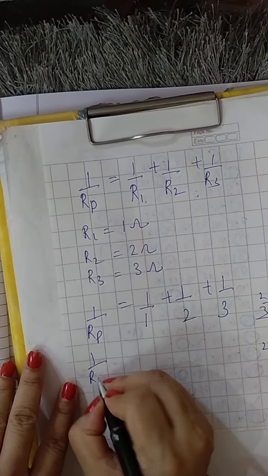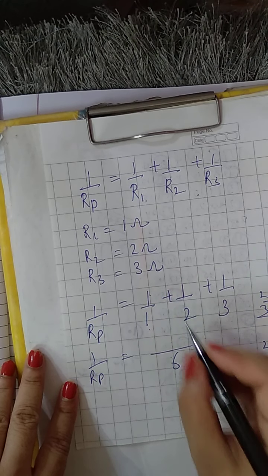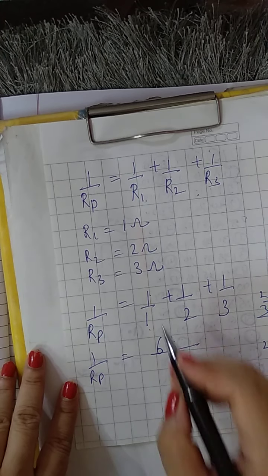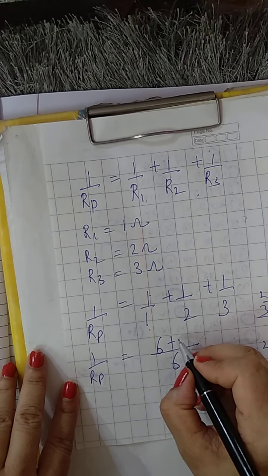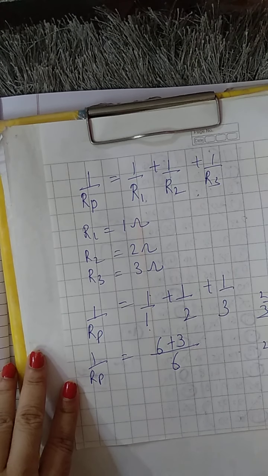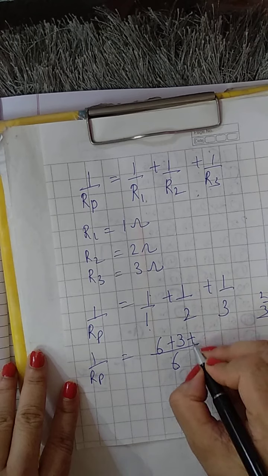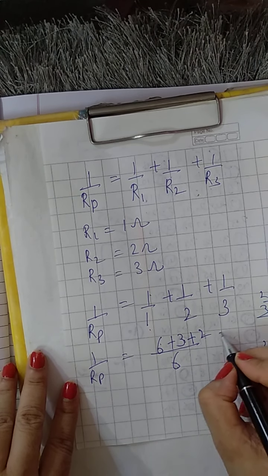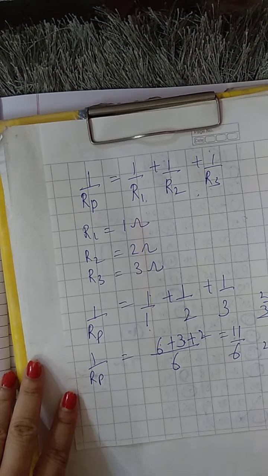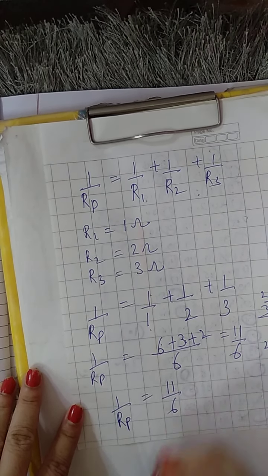So when you will be calculating it, 6, 1 divided by 6, 6 plus 1, no sorry, multiplied by 1. I hope it is okay. 2, 2 divided by 6, 3, 3 into 1, 3. 3, 3 divided by 6, 2, 2 into 1, 2. 6 plus 3, 9, 9 plus 2, 11, 11 over 6. So your 1 upon RP is 11 over 6.